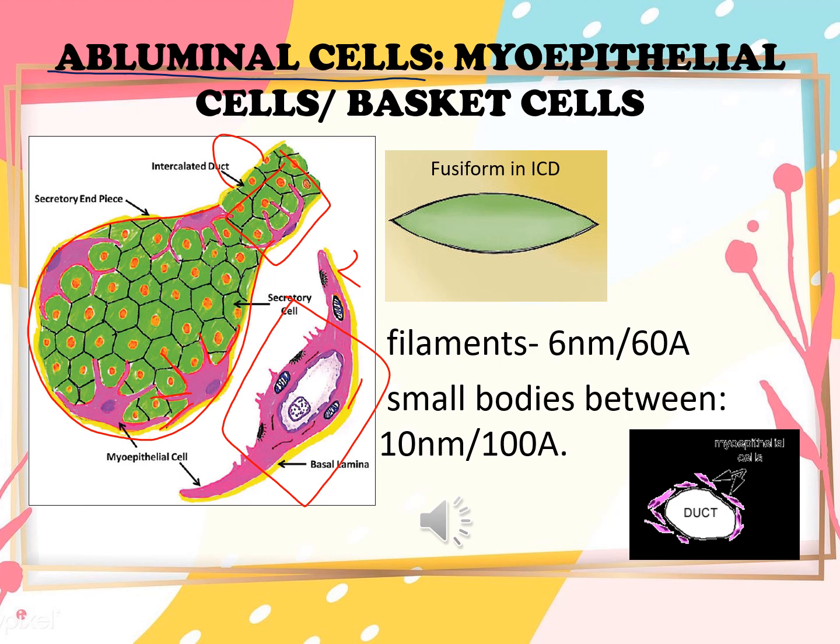Now, the cell body of the myoepithelial cells consists of a centrally placed oval to round shaped nucleus. The surface of the cell body consists of some invaginations called caveolae, which are responsible for exchange of metabolites, it seems. The myoepithelial cells are attached to the secretory end pieces with the help of desmosomal junctions. The cytoplasmic processes consist of some filaments which are 6 nanometers in thickness, and between these filaments there are small bodies which are around 10 nanometers in diameter. It is said that because of these bodies present in them, they have the property of contraction.